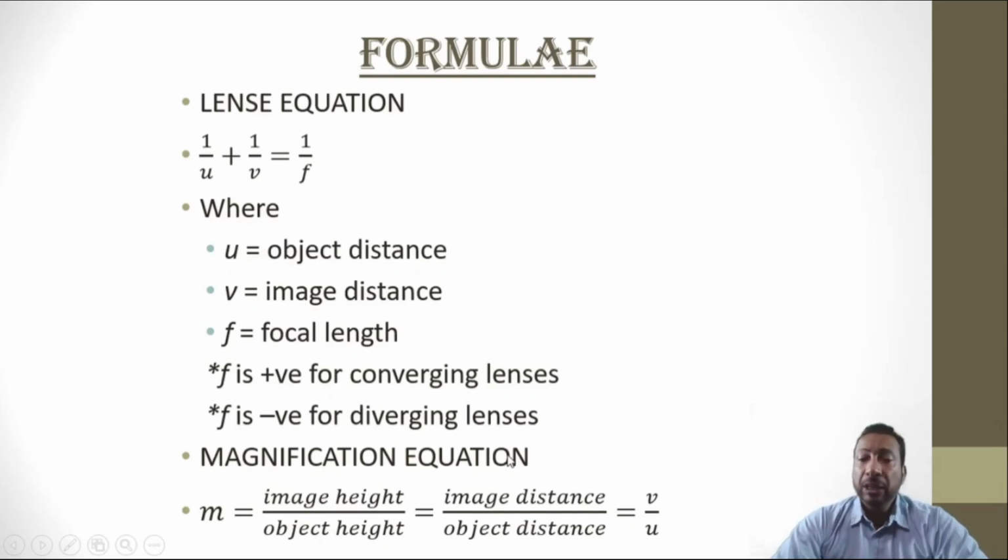Our magnification equation, we have 2 in 1. We can use the image height divided by the object height, or the image distance divided by the object distance. Key thing to remember is that it is image over object. So we have, in short, v over u. So let's look at an example.